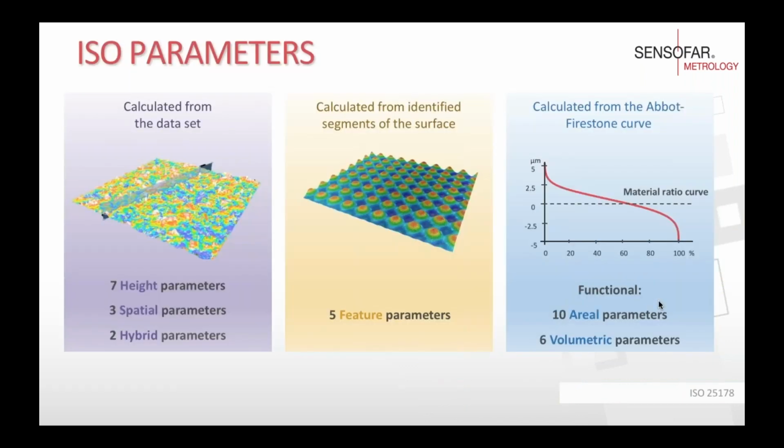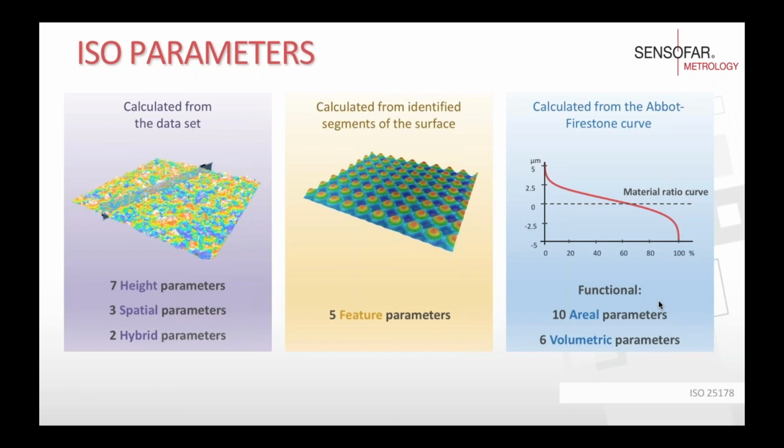So we have defined the roughness parameters to be categorized in three different classes. First of all, we have those parameters that are calculated from the dataset. Those ones would be height, spatial, and hybrid parameters. Then we have other ones that are calculated out of motifs that we can identify inside the topography, and those are called feature parameters. And finally, we have the ones that are calculated from an Abbott-Firestone curve, which is an accumulative histogram, and we can calculate areal functional parameters and volumetric functional parameters.